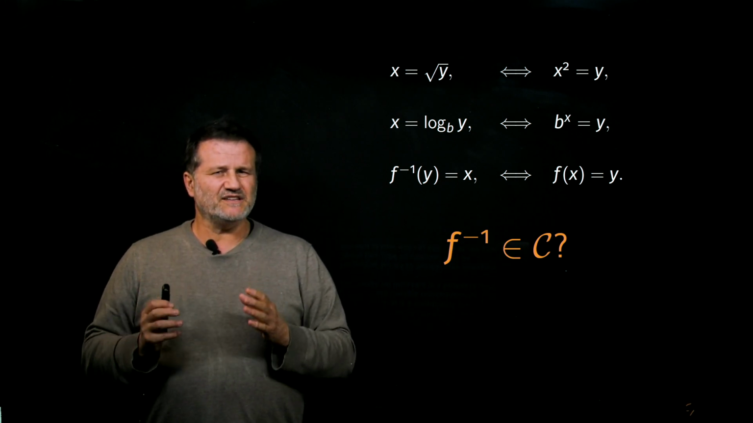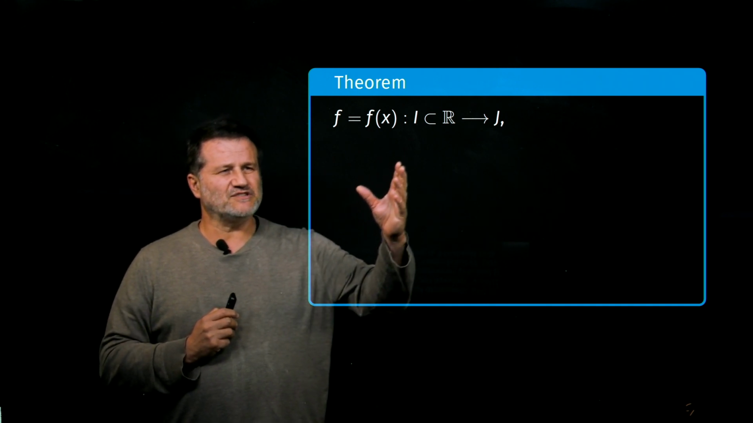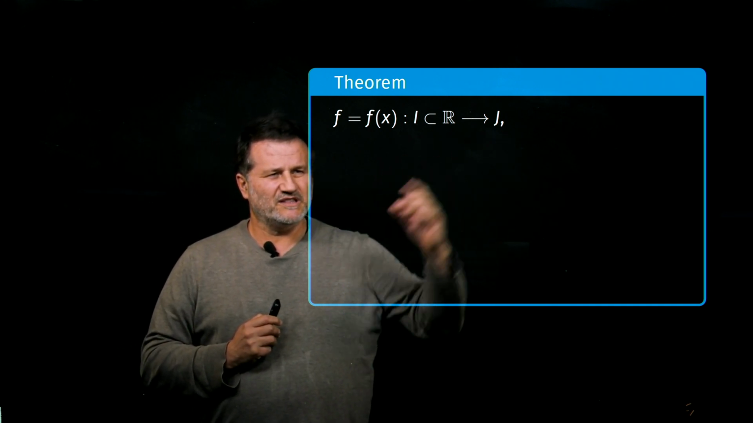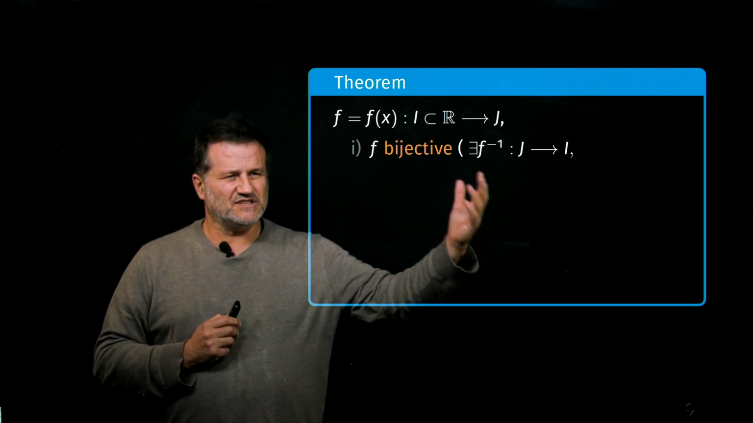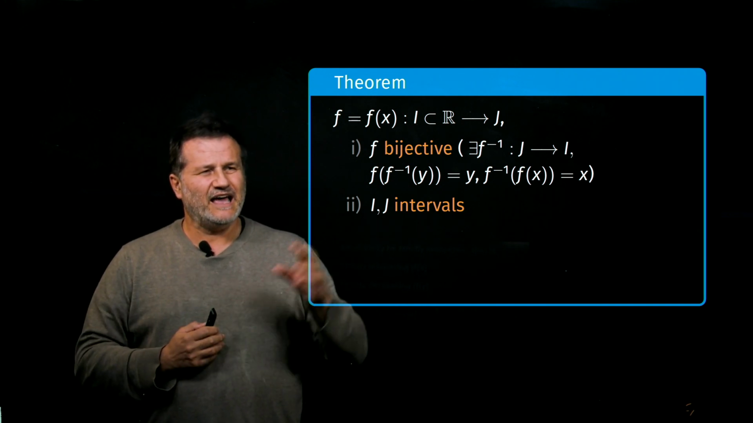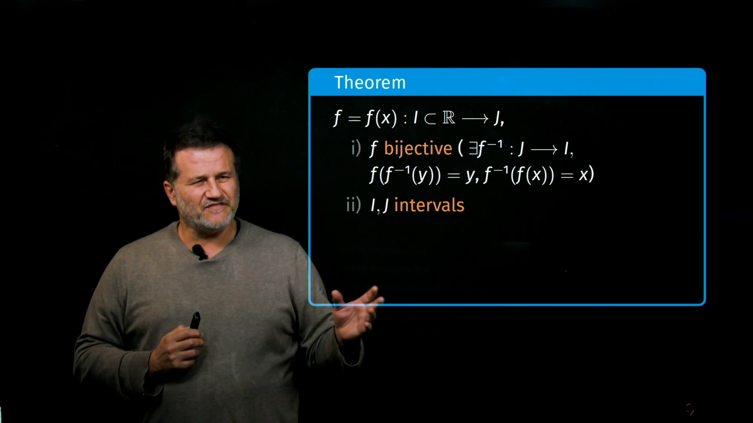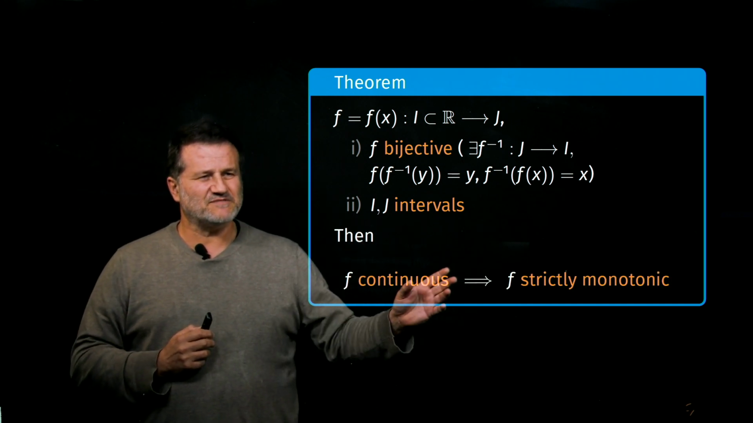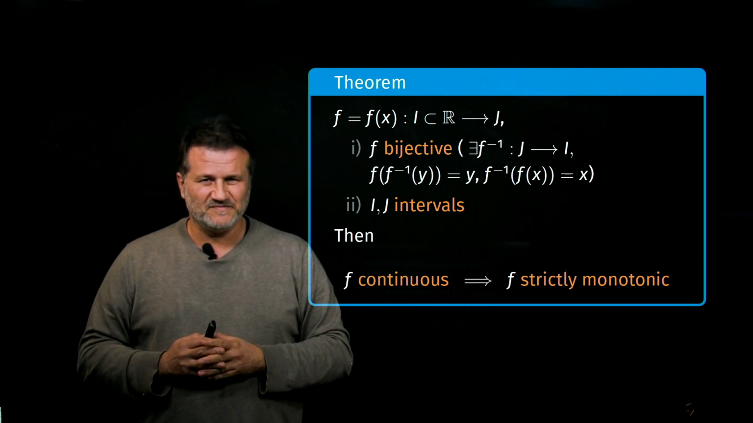Now, continuity on intervals is a property that forces some notable consequences. One of these is the following. Assume that we have a function defined on I with the codomain J, such that f is a bijection, so it is invertible. It has an inverse f minus 1, and I and J are both intervals. Now, it turns out that if the function f is continuous, it must be strictly monotonic. It cannot be anything else.